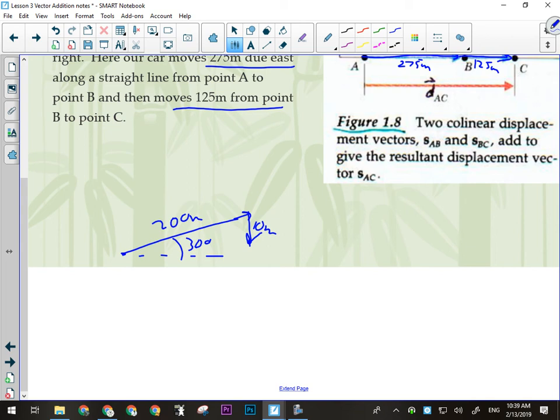And then if there was a third one, let's say after that it went 50 meters due east, then I'd put that on there because it happened after that one. And I just keep going until I get to the end. Everybody all right with that?